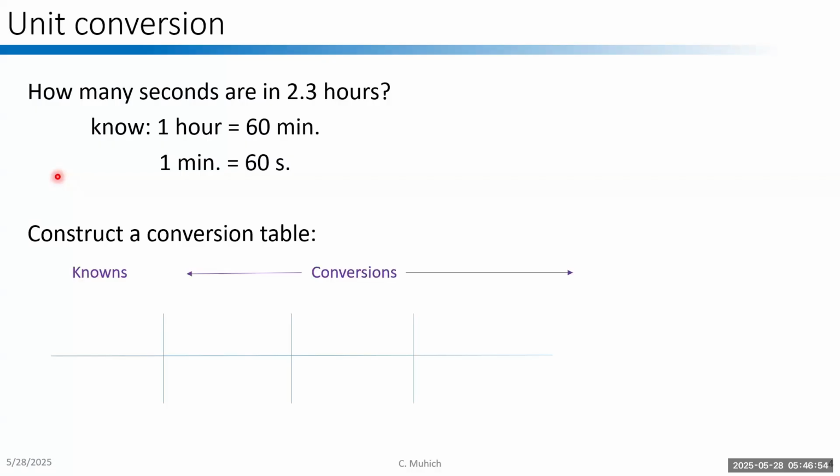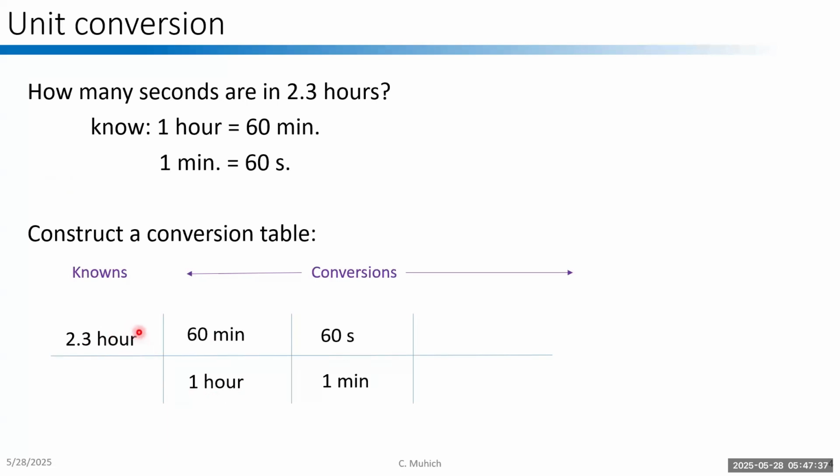On the left, we say what we know, what we're trying to convert from. And then we're going to have a series of conversions, which will allow us to switch units from hours into seconds. So we have our knowns. There's just a single unit. It's 2.3 hours, so that goes on top. And then we write down in each of these square pockets the conversion. So this is 60 minutes per hour, and we write it in this way so that the hours are going to cancel out.